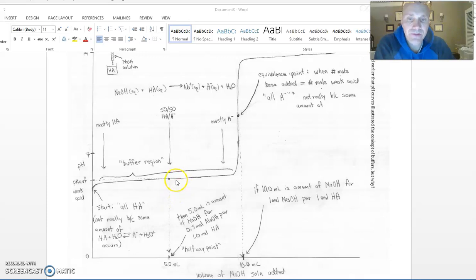One other aspect that this demonstrates is that even though ideally we want to have 50-50 of these guys, you can actually have slightly less than that. So notice if you had something that was right here, you could add either base and it wouldn't change that much, or acid and it wouldn't change that much.